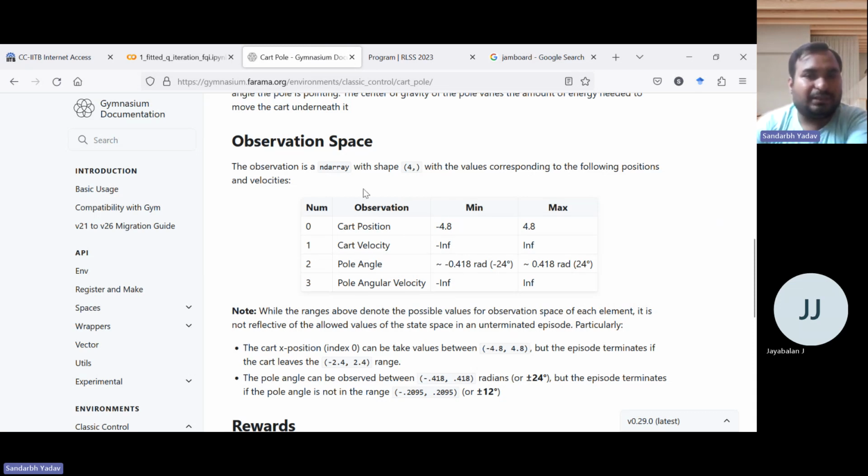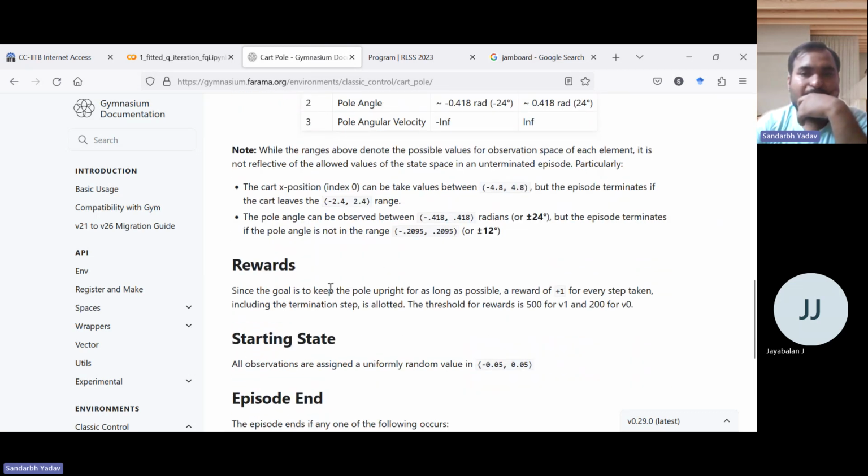And based on these state features, you need to come up with some action, like whether you go left or right. The goal is that you don't let the pole fall off the cart. And for the reward, since the goal is to keep the pole upright for as long as possible, the reward is +1 for every time step.